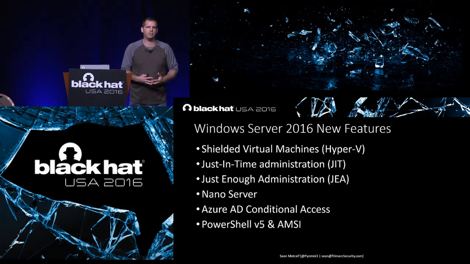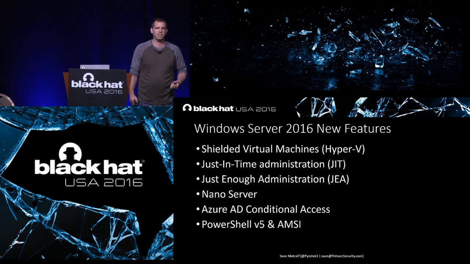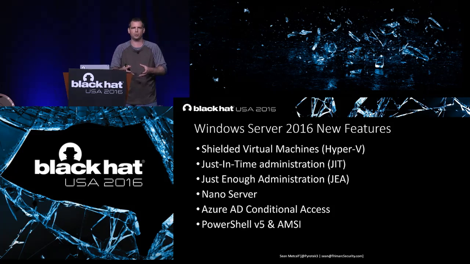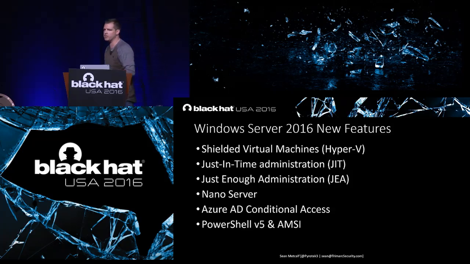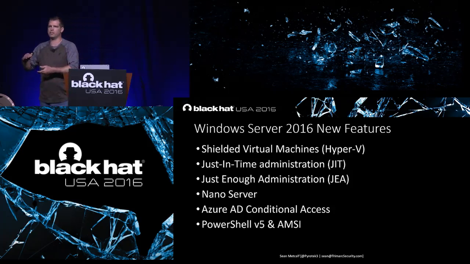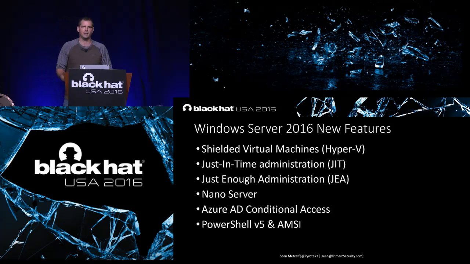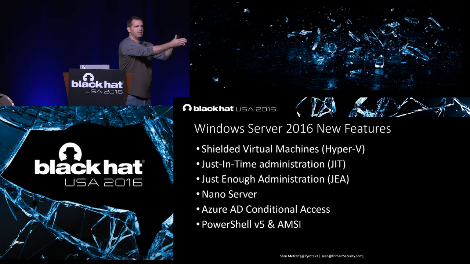2016 has a host of new features that are going to be useful to a lot of people. If you're running Hyper-V, you can get shielded virtual machines, which means that the virtual machines and the storage associated with them are encrypted. So the Hyper-V admins themselves can't even access that data. Just-in-time administration limits the time in which an account or group is a member of a group and has that administration access. Just enough administration, JEA, provides controls when you PowerShell remote into a system. You can only run whitelisted commands.